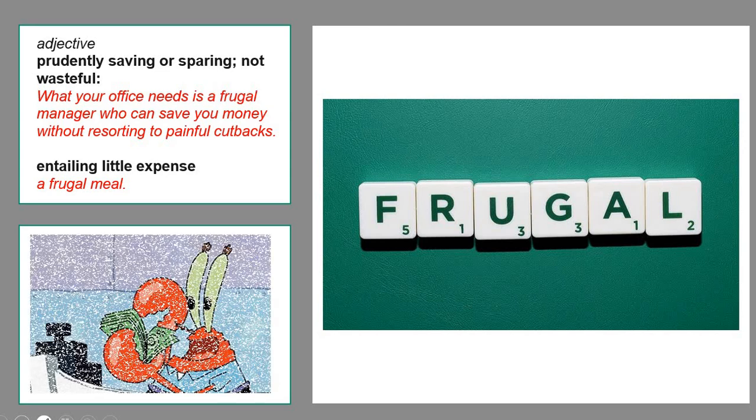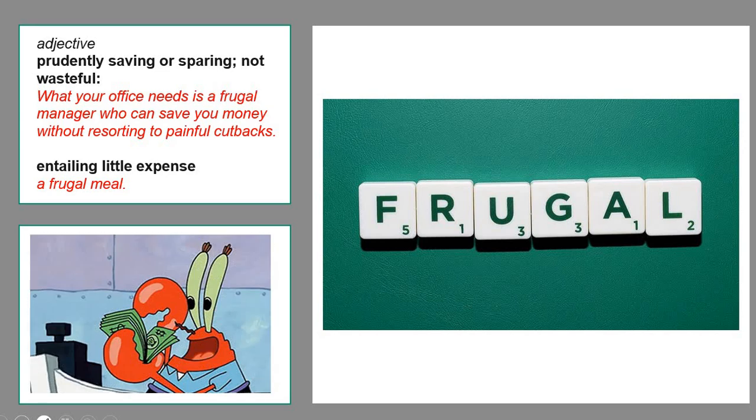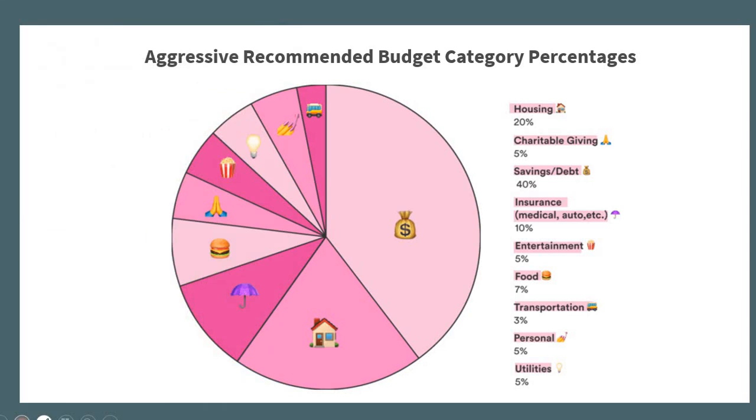Okay? So we're not quite going to Mr. Krabs territory in terms of every penny, but we are being more selective. And as a result of that, we're going to have an adjustment in our list. So now we're going to be looking at an aggressive recommended budget category percentages.